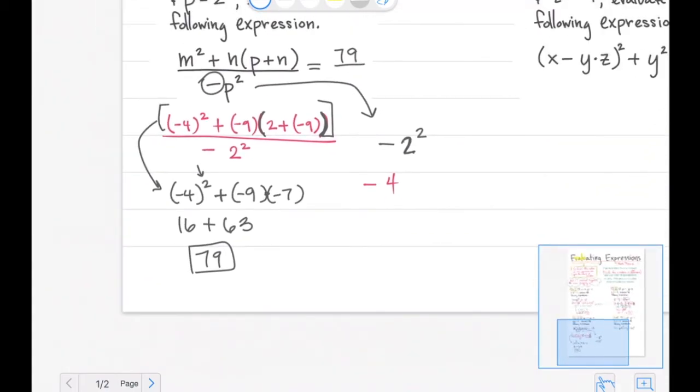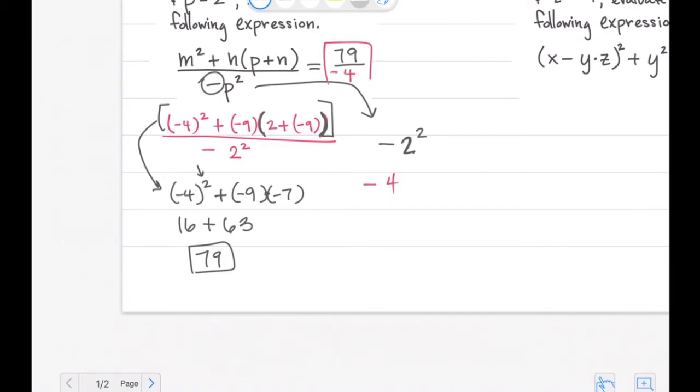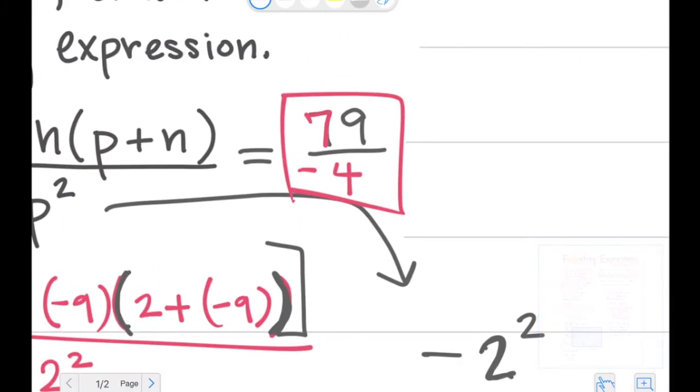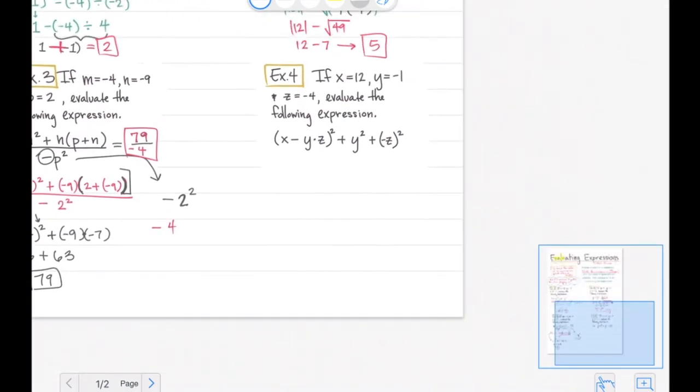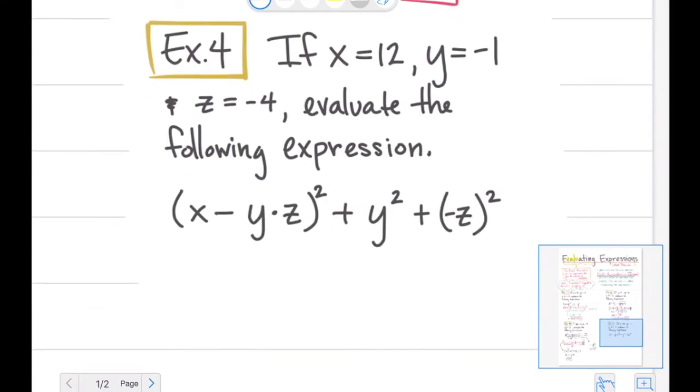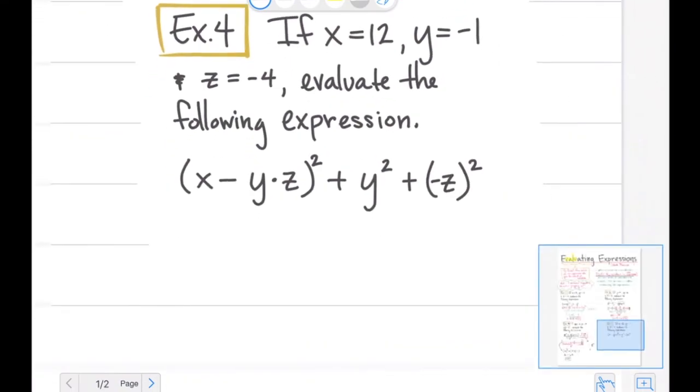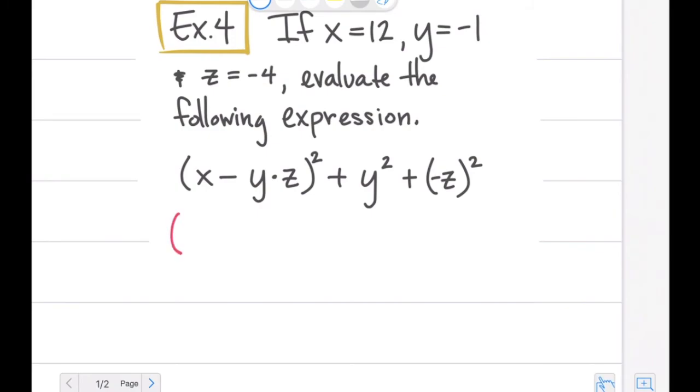So now our denominator is a negative 4, and we don't have any common factors with 79 and 4, so we are finished. And finally, if x equals 12, y equals negative 1, and z equals negative 4, evaluate the following expression. We're going to go ahead and plug in a 12 for our x minus our y is a negative 1, so we're going to plug in a negative 1.